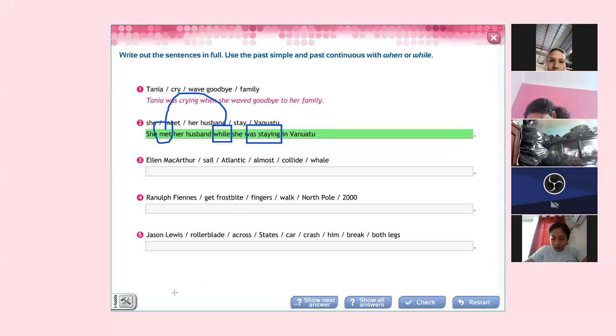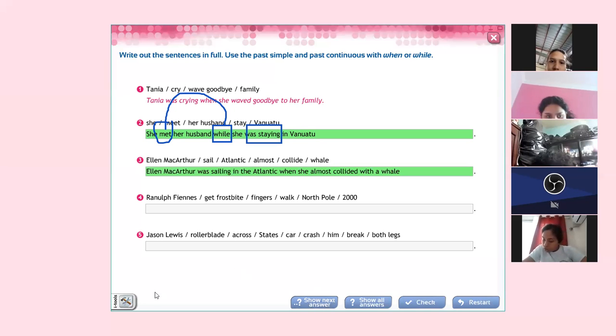Helen MacArthur was sailing in the Atlantic when she almost collided with a wave. Collided. Remember, when connects the simple past tense. And everything that is besides or before that is connected with the was and the progressive form. Continue with the number 4.